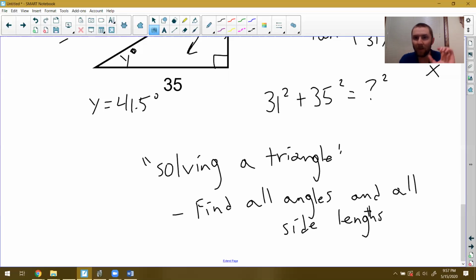If you have any questions about inverse sine, cosine, or tangent, and how we can use them to find missing angles in a right triangle, please reach out to me and let me know. Otherwise, that's the end of section 8.3. You will do some practice tomorrow, and then we'll continue on.